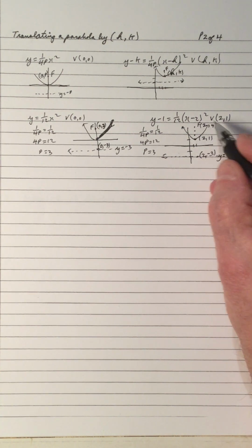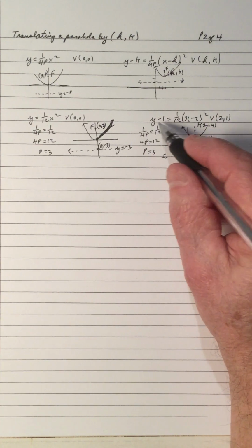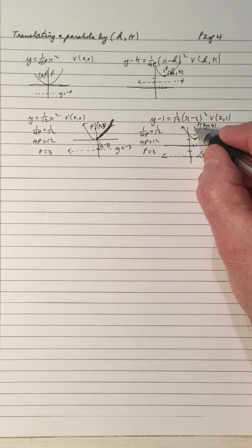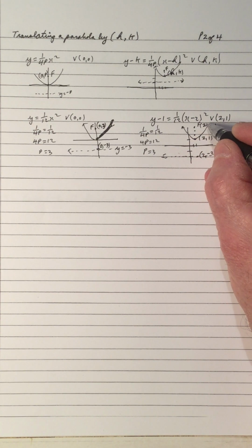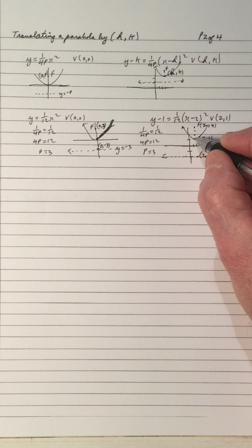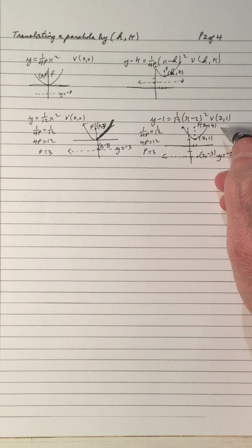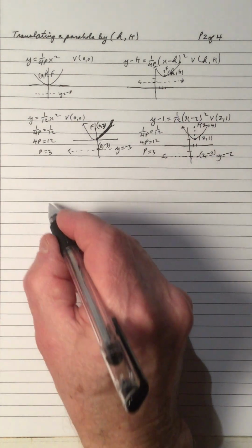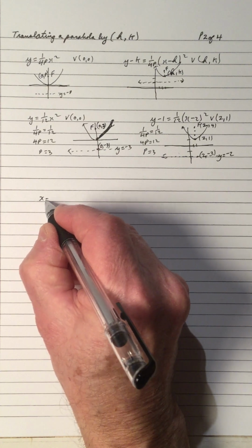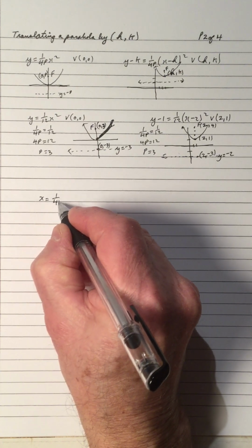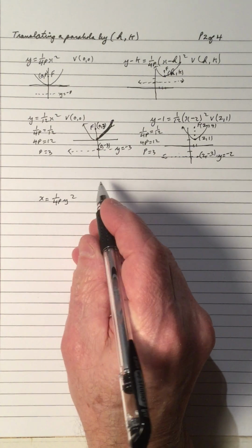So you can see that it shifted. It's still the distance of P to the focus is 3 units, and the distance to the directrix is 3 units. So this is above 3 units, this is below 3 units. And also, we have an equation, x equals 1 over 4p y squared.